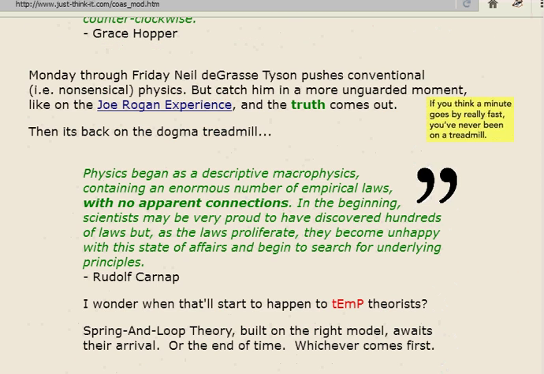Physics began as a descriptive macrophysics containing an enormous number of empirical laws with no apparent connections. In the beginning, scientists may be very proud to have discovered hundreds of laws, but as the laws proliferate, they become unhappy with this state of affairs and begin to search for underlying principles. Rudolf Carnap. I wonder when that'll start to happen to string theorists. Spring and loop theory, built on the right model, awaits their arrival, or the end of time, whichever comes first.